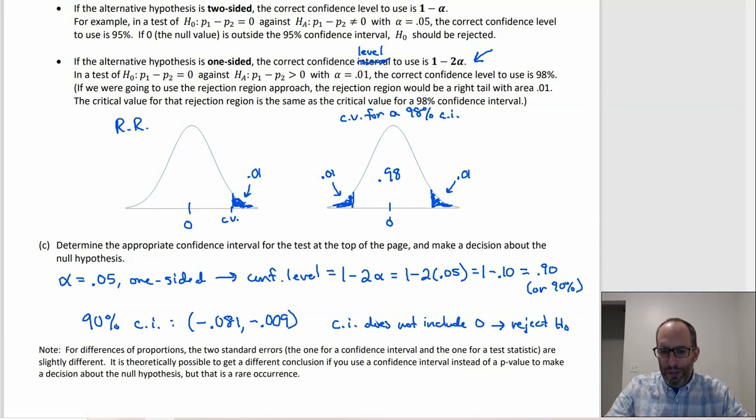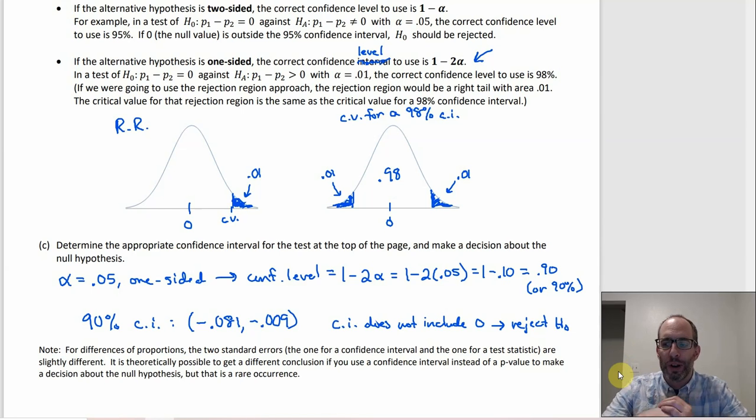All right, so this note at the bottom, this isn't really a thing you have to worry about, but it felt incomplete if I didn't mention it. The two standard errors are slightly different, right? Just like they are for a single proportion. For a single proportion, the standard error that you have for a confidence interval and the one that you have for a hypothesis test are slightly different. So that also happens here, right? Because with the confidence interval, you use the individual sample proportions, and for the hypothesis test, you use the pooled one. So it's theoretically possible to get a different conclusion, but that's extremely rare, and it's not a thing that you have to worry about.